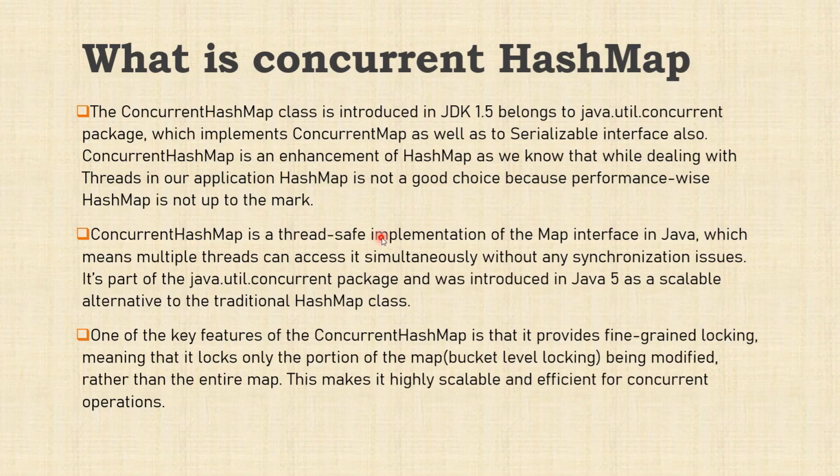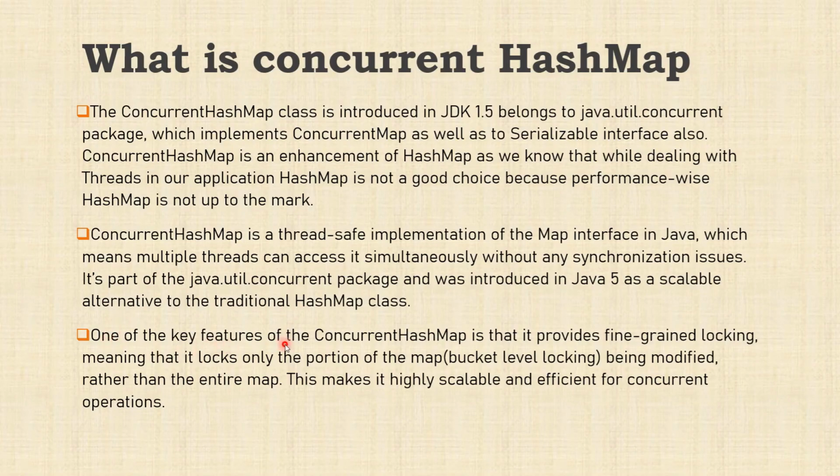Concurrent HashMap is a thread safe implementation of the Map interface in Java, which means multiple threads can access it simultaneously without any synchronization issue. It's part of the java.util.concurrent package and was introduced in Java 5 as a scalable alternative to the traditional HashMap classes. So it is always better to use concurrent HashMap instead of HashMap if you are using a thread safe environment.